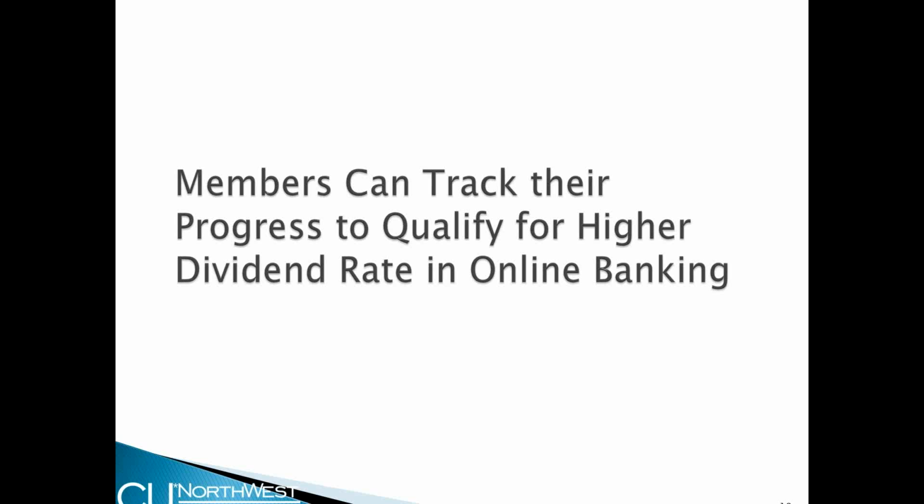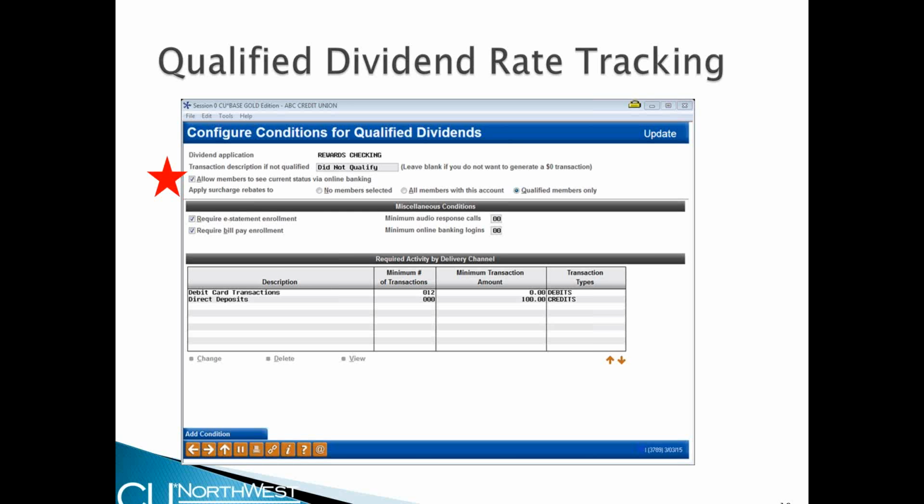Now, the next thing that there will be a change for the members is this nice new feature where members can now track their progress to qualify for higher dividend rates in online banking. With the 15.0 release, we've added the enhancement within ITSME 247 to allow credit unions that use a qualified dividend product within CUBase to allow members to view their progress.